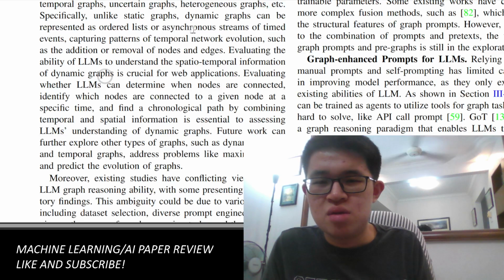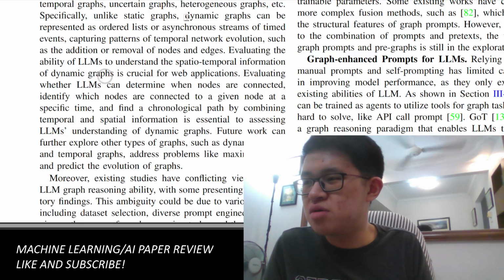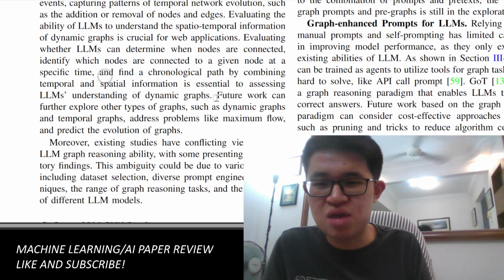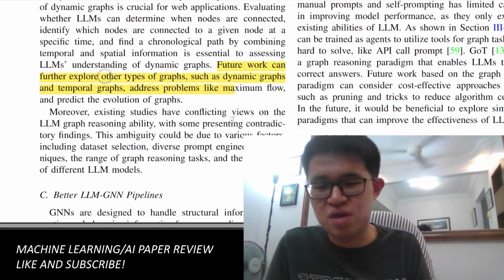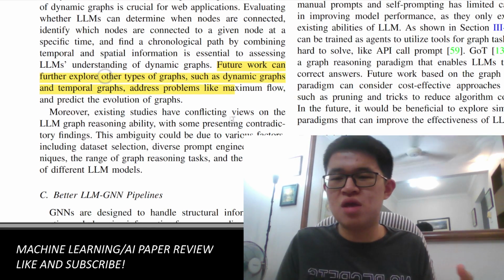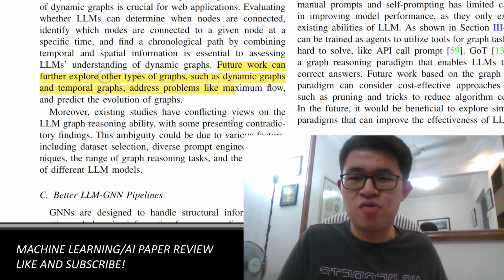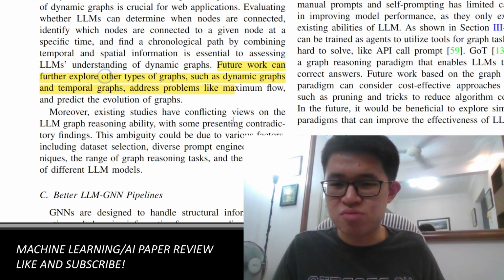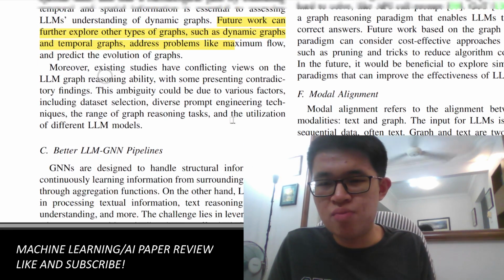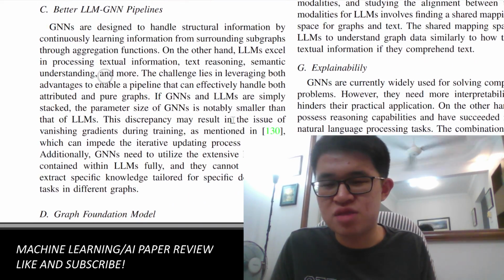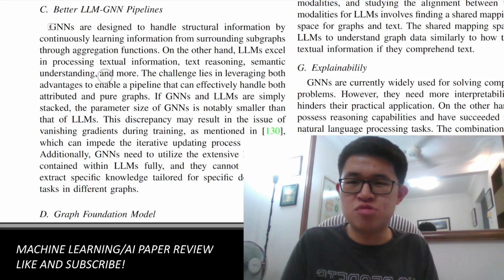So obviously there's a lot more work that needs to be done in this case. Things like dynamic graphs and temporal graphs, it's going to be really good if we can use the LLM to help us out with these issues. But for now it's something that needs to be done sooner or later.